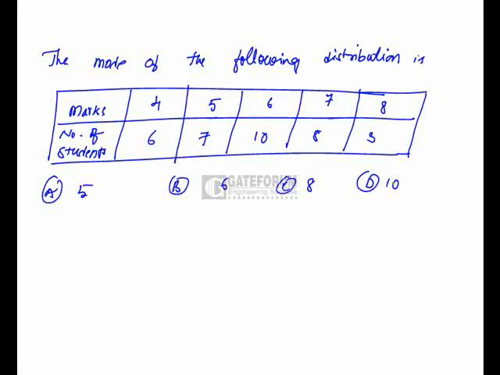To find the mode of the distribution, which says about the number of students who got marks. According to this table, there are 6 students who got 4 marks, 7 students who got 5, 10 students obtained 6 marks, 8 students 7 marks, and 3 students 8 marks. Mode is nothing but the maximum frequency. So 10 students have got 6 marks. That means the maximum number of students, 10, scored 6 marks. So 6 is the mode of this distribution, which is option B.